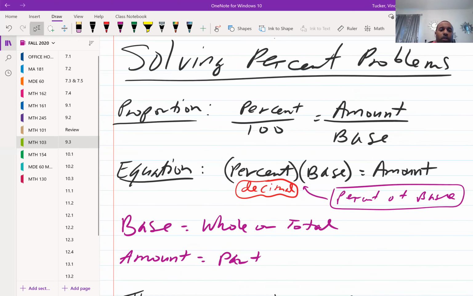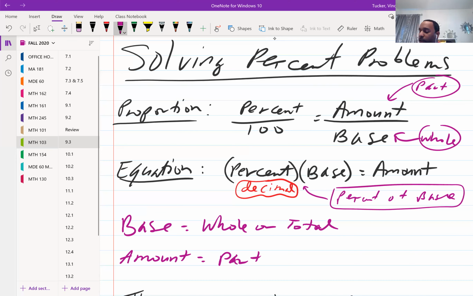All right. So looking at solving percent problems. If we want to set it up, we're using a proportion. Then we do percent over 100 equal to your amount over base. Some people call it the top, the amount, the part, and the base, the whole. So it just depends on how you were taught. But the same thought process, just different terminology.